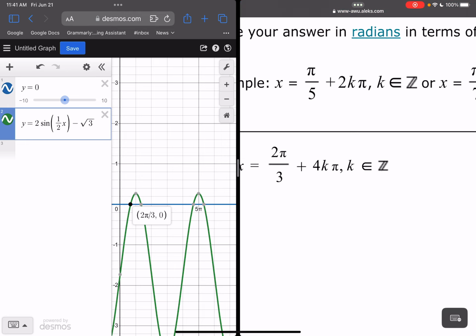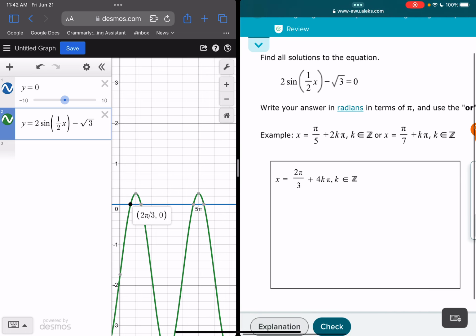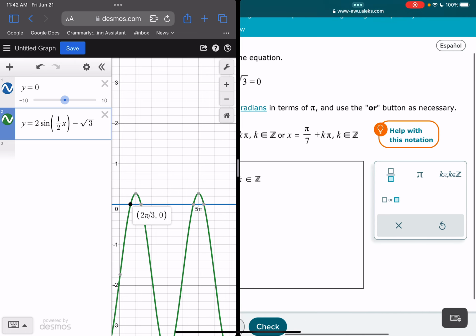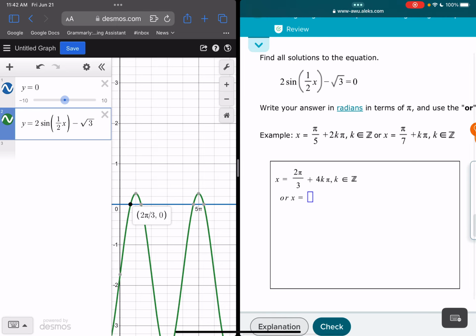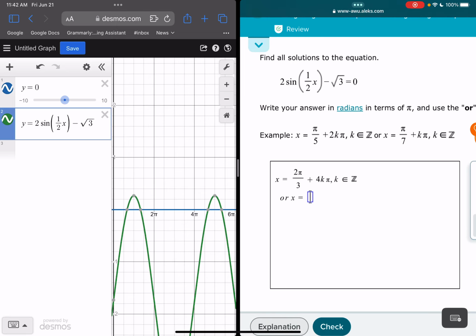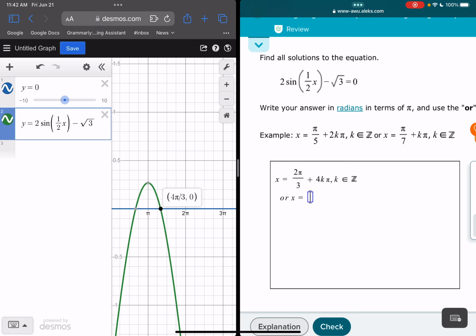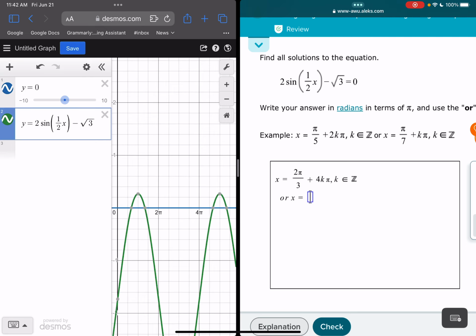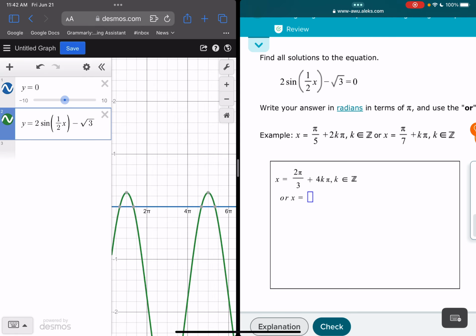That's pretty much what they're saying. Plus 4 pi, and then it goes on and on. And then you have another answer. So you put or, because in this graph, there is a point where it increases, then a point where it decreases. So we're going to do the point where it decreases now, and then match them up.